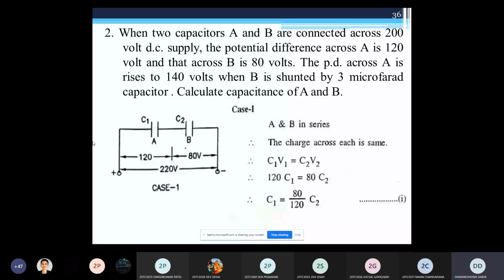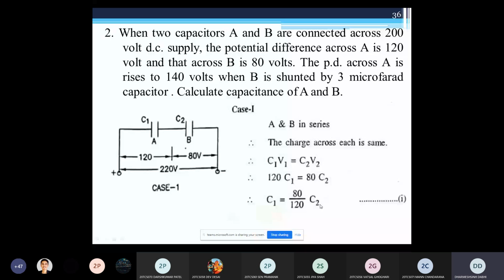Let's understand. First, C1 and C2 are connected in series, so we can make the equation of C1, because charge remains the same in a series connection. So we write Q is equal to C1 into V1 is equal to C2 into V2. All of you agree with this equation? Now, what is the value of V1? The voltage across capacitor A is given as 120 volt, and C1 is the unknown quantity. So we write 120 into C1. Then C2 into V2, where C2 is unknown and V2 is given as 80 volt. So it is equal to 80 into C2. So we can make the equation of C1 from this: C1 is 80 divided by 120 into C2.